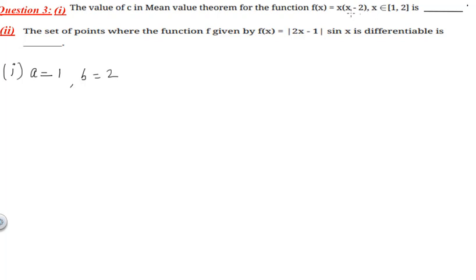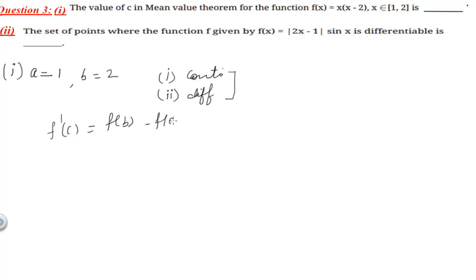So it will be continuous, it will be differentiable obviously. So you can just write it as continuous and differentiable. Also it is differentiable. Right. So if these two conditions are satisfied, we can solve it as f dash c equals f of b minus f of a divided by b minus a. Let us find out f dash x.